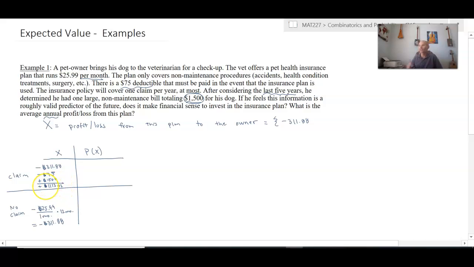$1,113.12. So the way we could look at it is in any given year, he may either benefit $1,113.12 or be out the $311.88 that he spent. Now, as far as the probability goes, the probability that he files a claim, we know it's once in a 5-year period. So one claim in a 5-year period. And so if that is a valid indicator, then there is a 1/5 chance in any given year.